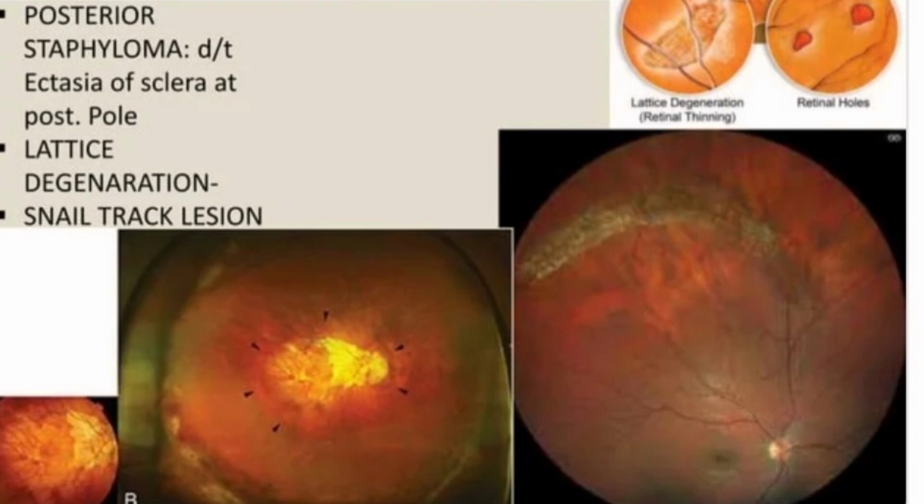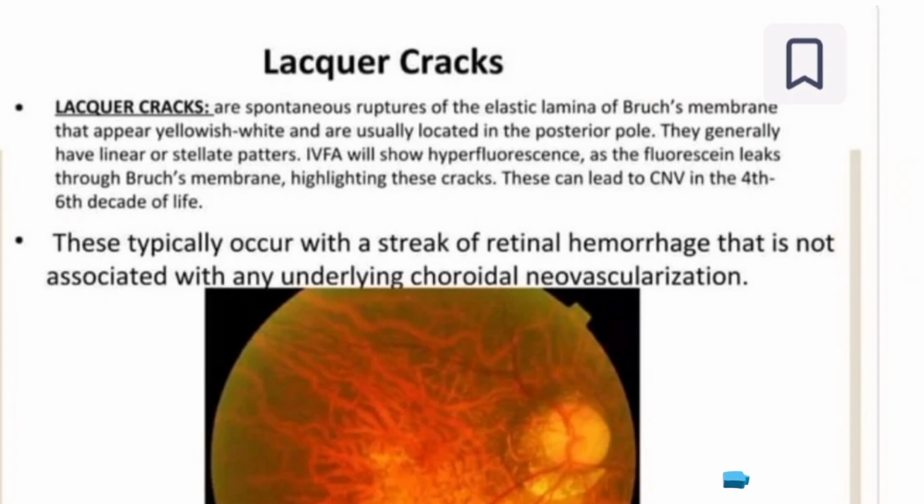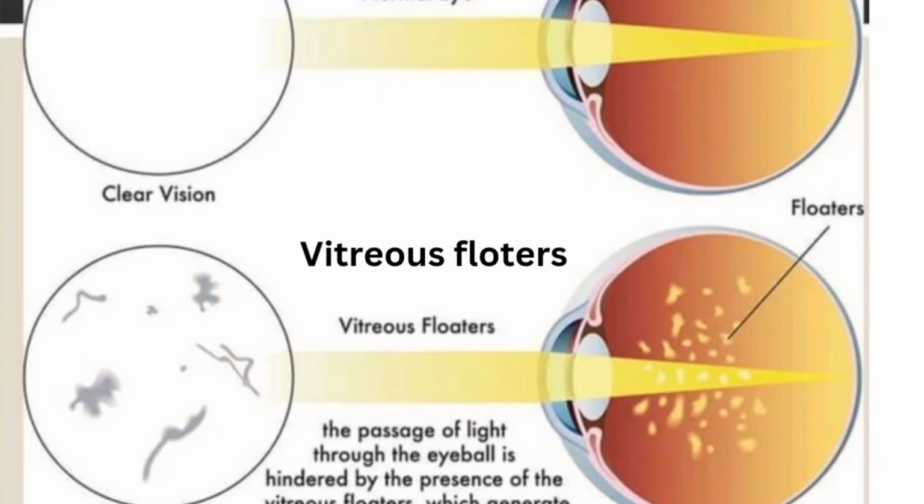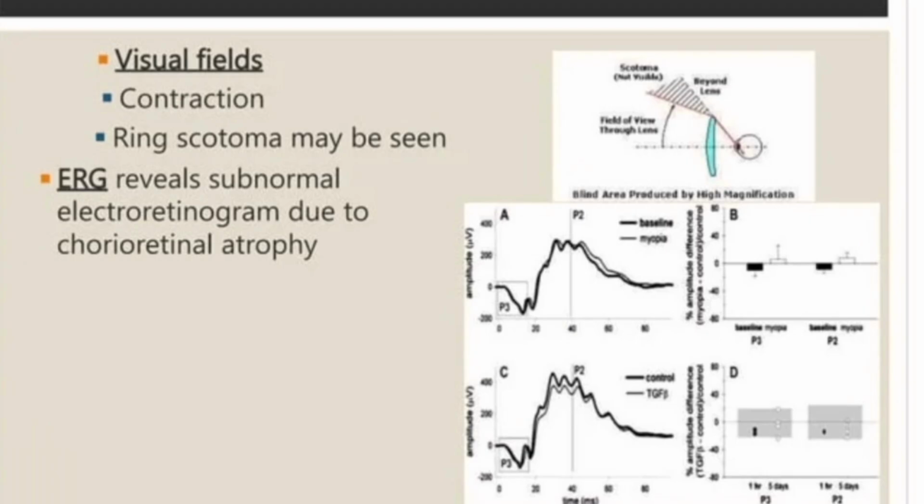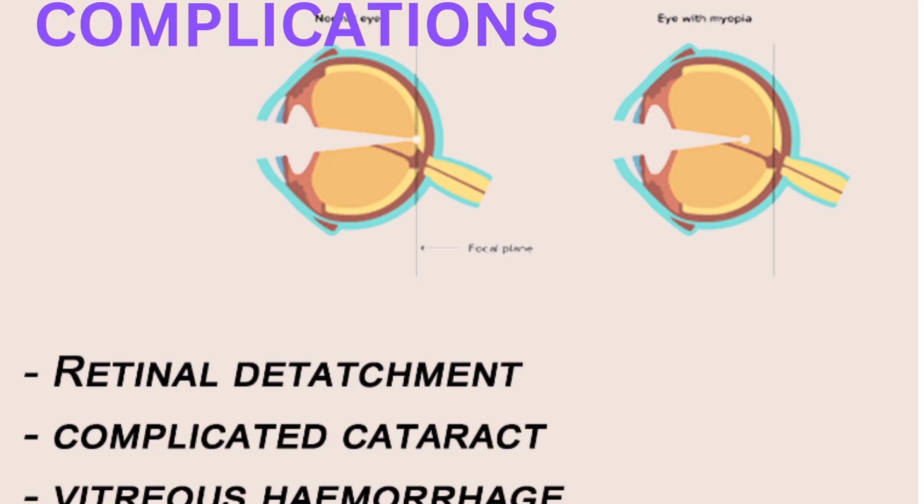In this image, we can see lattice degeneration, tail traction lesion. Lacquer cracks are spontaneous rupture of elastic lamina of Bruch's membrane that appear yellowish white and are usually located in the posterior pole. See here, the passage of light through the eyeball is hindered by the presence of vitreous floaters. In visual field test, we can see contraction, ring scotoma. ERG reveals abnormal electroretinogram due to chorioretinal atrophy.